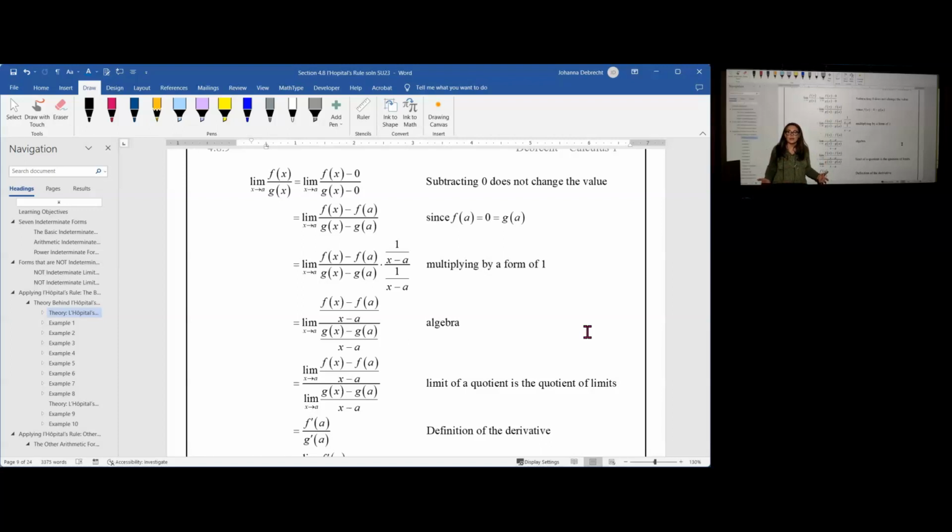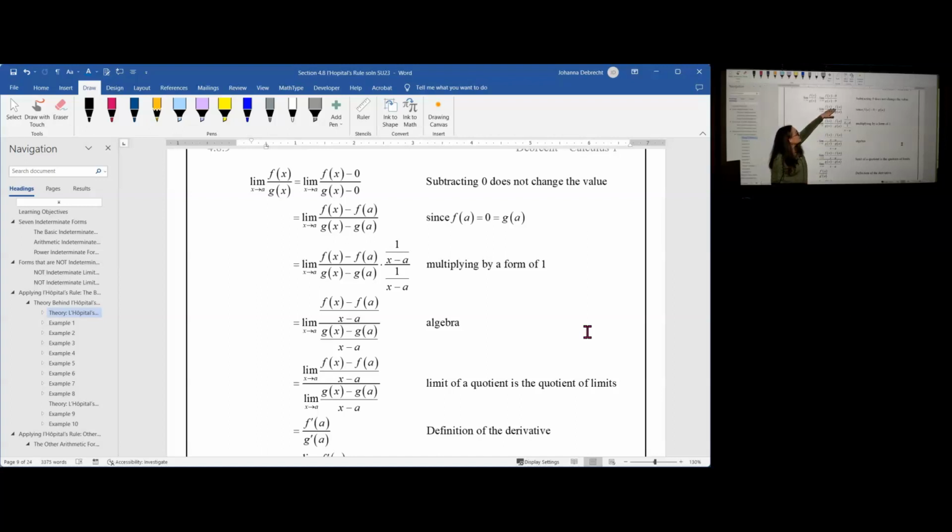Subtracting 0 from anything does not change the representation. The next thing we want to do, since we know that f of a is 0, is replace the 0 in the numerator with f of a, very tricky, and replace the 0 in the denominator with g of a. You can probably predict what's starting to come out here. We're going to build the definition of the derivative in the x minus a format.